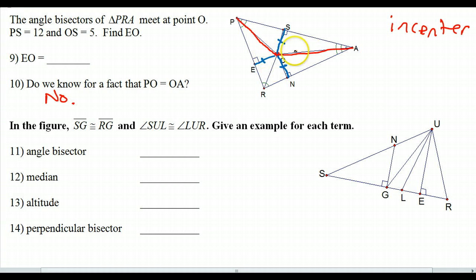But for the incenter, the distances to the vertices do not have to be equal. So we do not know for a fact that PO is equal to OA. Okay, that's just for the circumcenter, which would be perpendicular bisectors. So that's why that's a no.